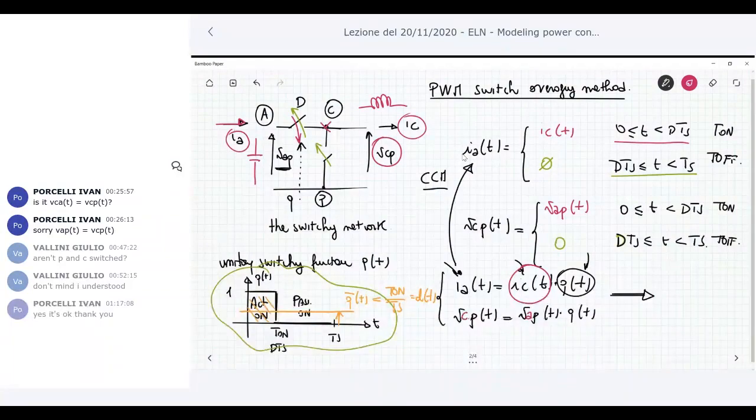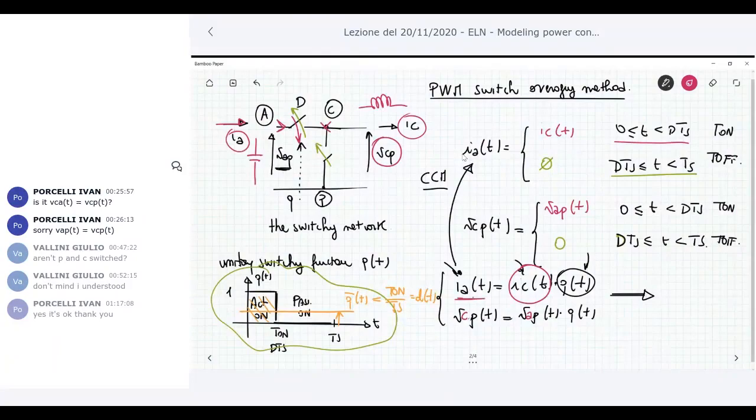What happens to IA? IA is the current that flows through the switch, and so this is a pulse current. It has very steep edges, because when the switch is on, it's the same current that goes to the output port. But when the switch is off, the current goes suddenly to zero. So if you look at the current IA in terms of frequency spectrum, you can see that it has a large number of harmonics in the larger frequency range.